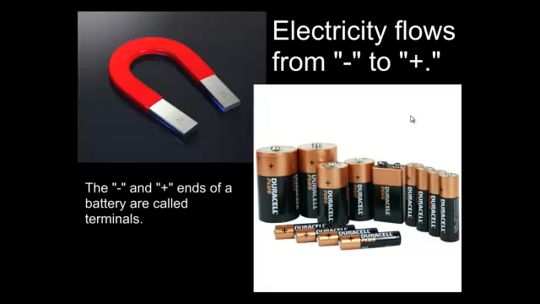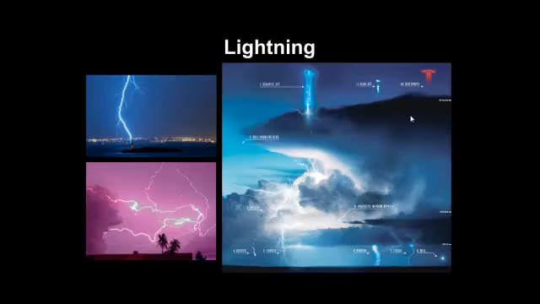So electricity flows from negative to positive, and this goes for electromagnetism and batteries. And in batteries, when they're hooked up to a circuit, electrons flow from negative to positive, giving whatever device energy, such as cameras, computers, cell phones, etc. On the right is an example of multiple types of electricity.